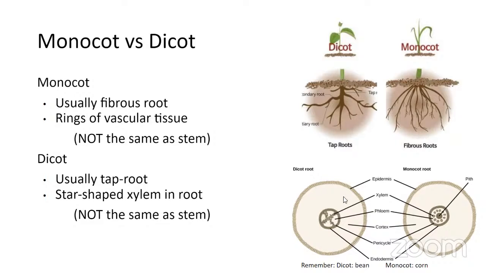So if you're looking at a dicot, its stem had rings, right? But if we're looking at the root, we're going to see that the xylem is in this kind of X structure or a star-shaped structure in the center. And monocot now, which before had these diffuse vascular bundles in the stem, just all kind of spread out. Now we have the xylem in rings within the root.